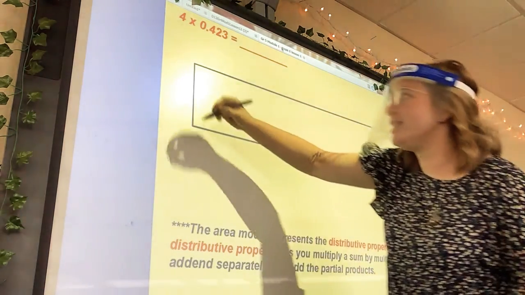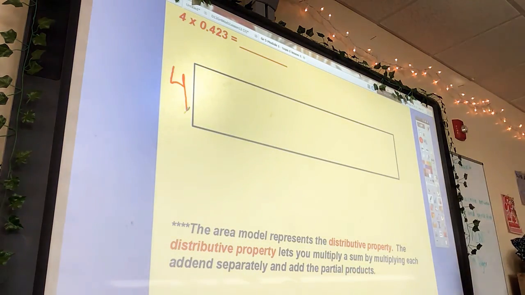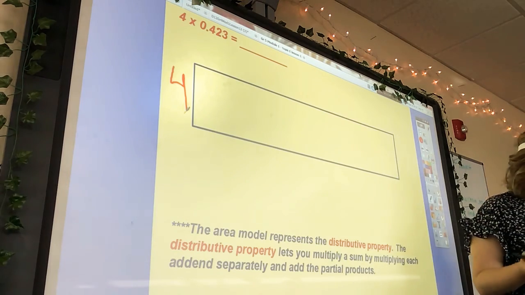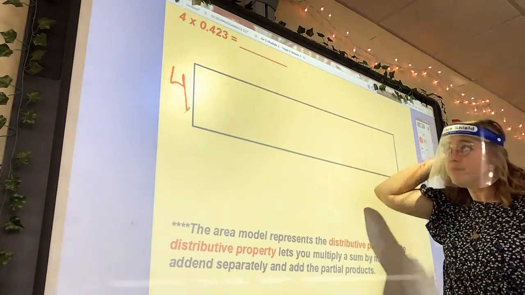So 4 could go on this side just because it's smaller, so we might as well put the smaller number on the smaller side, right? But it truly doesn't matter. It's just kind of smarter to put the smaller one on the smaller side. Do you agree? Yeah. All right.